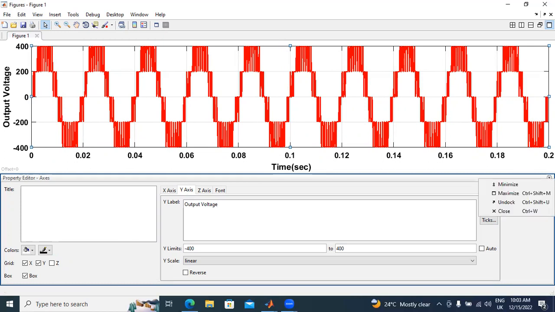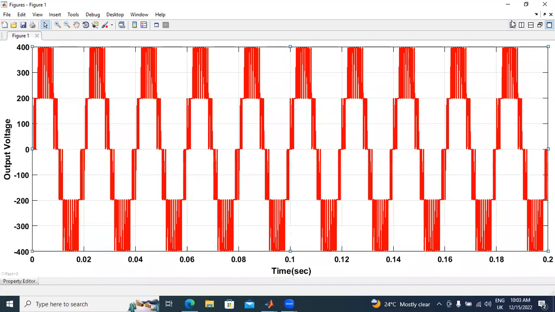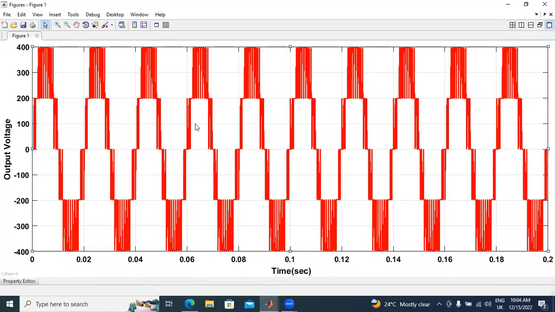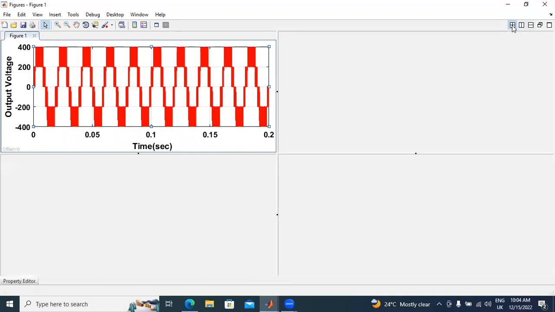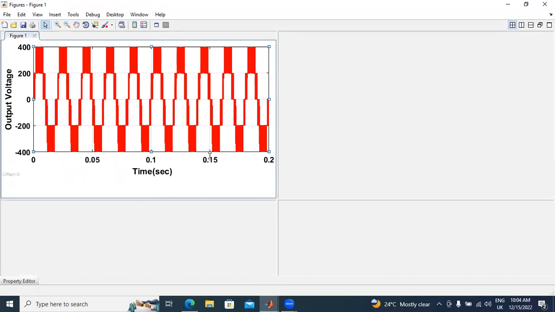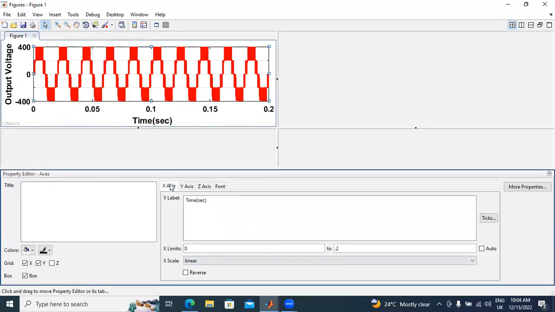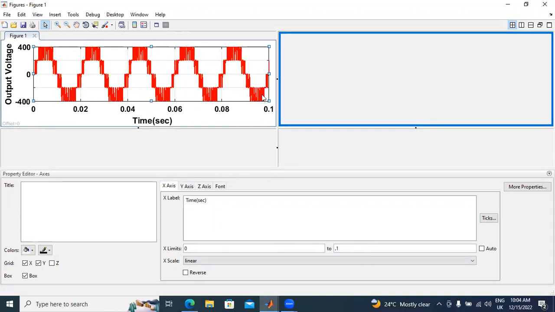This is output voltage. If you want to save for publication purpose, IEEE format, save like this. Here choose. If you publish a paper like this, we will select full paper. For IEEE paper for publication purpose, choose like this. Okay. If you want to change here number of pulses, we want to change x-axis length. I will apply here 0.1. Okay, cycle like this showing.